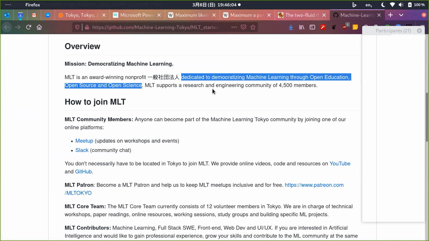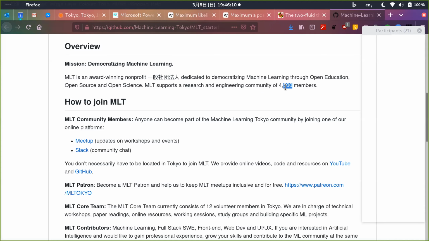MLT supports a research and engineering community of 4,500 members. I guess the 4,500 members also include the non-Tokyo based and non-Japan based members, so you don't have to be in Japan to be in MLT. Yeah, and I think we're almost 5,000 now.